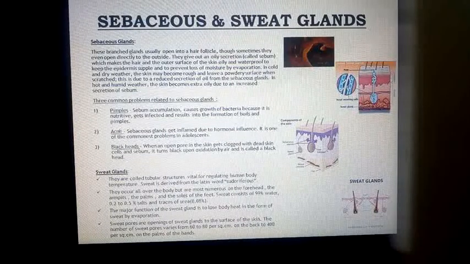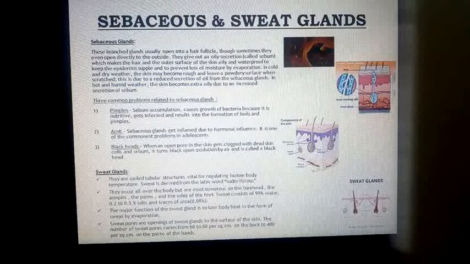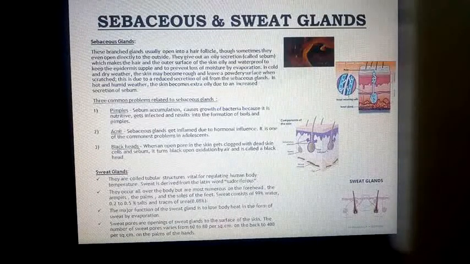In cold and dry weather, the skin may become rough and leave a powdery surface when stretched. This is due to reduced secretion of oil from the sebaceous glands. In hot and humid weather, the skin becomes extra oily due to an increased secretion of sebum. There are three common problems related to sebaceous glands.